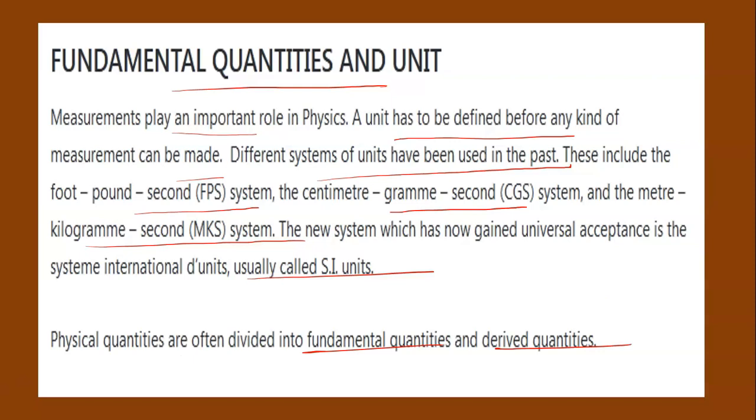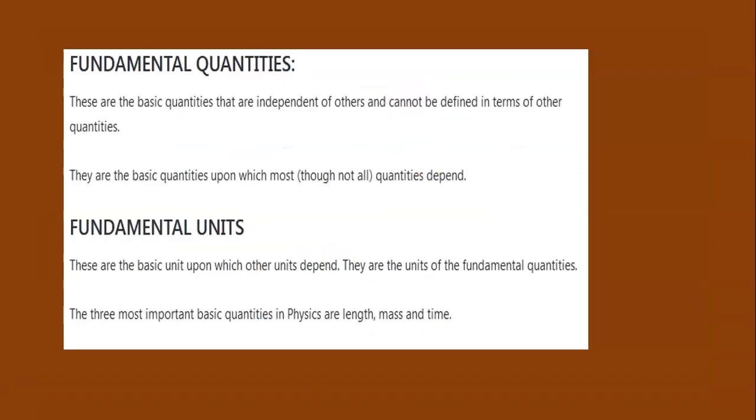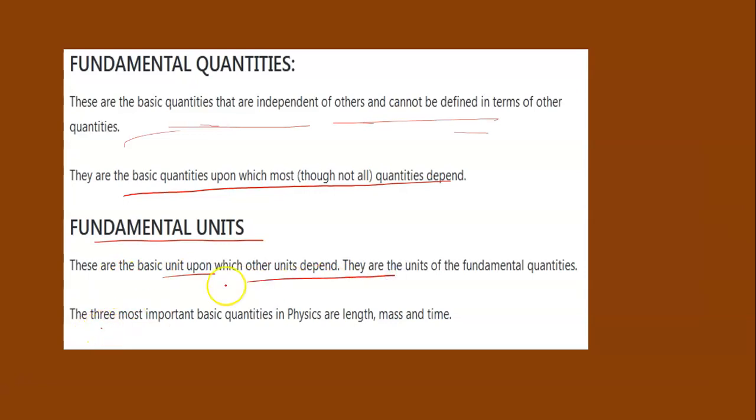Let's really explain what this means. Fundamental quantities are the basic quantities that are independent of others and cannot be defined in terms of other quantities. Alright, they are basic quantities upon which most, though not all, quantities depend. What of the fundamental units? They are actually the units of fundamental quantities. They are basic units upon which other units depend. The three most important quantities in physics are length, mass, and time.